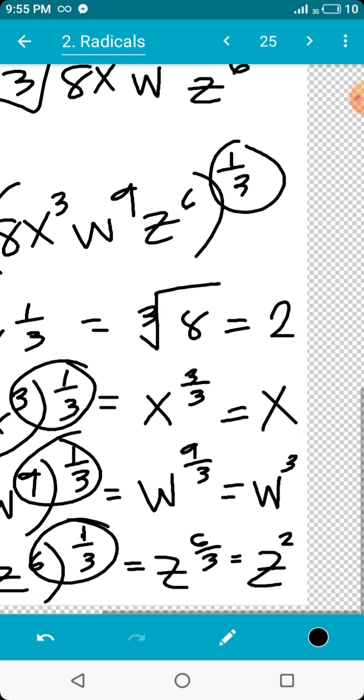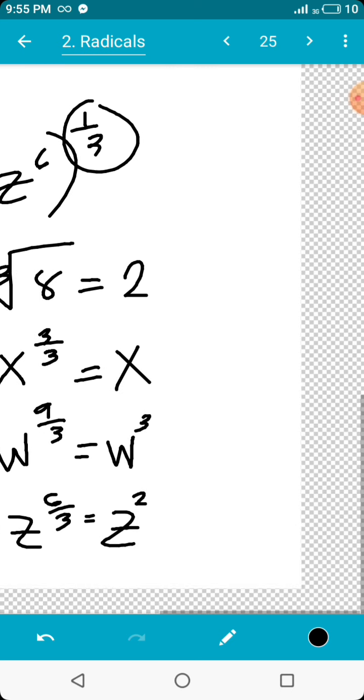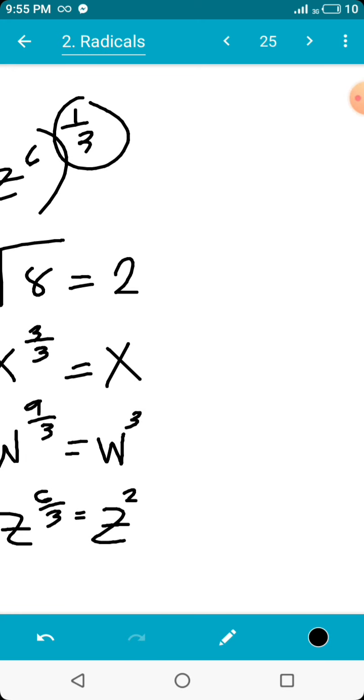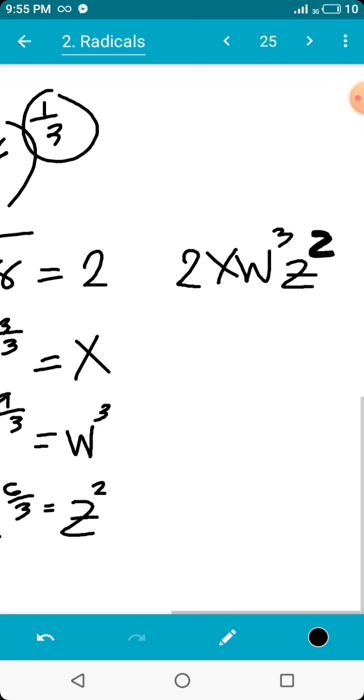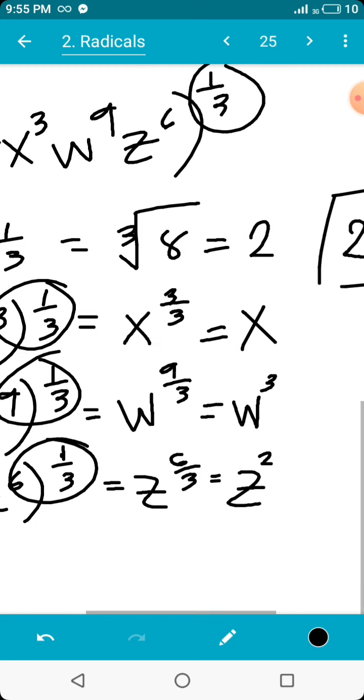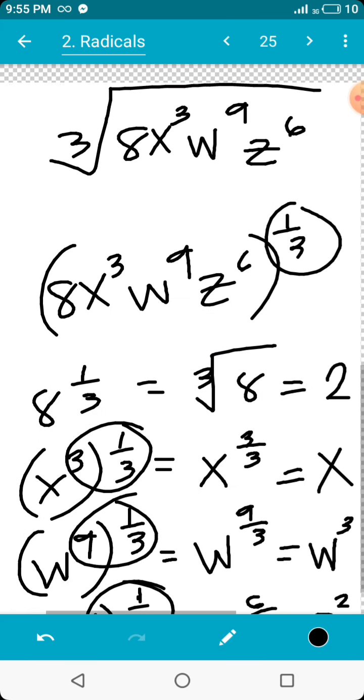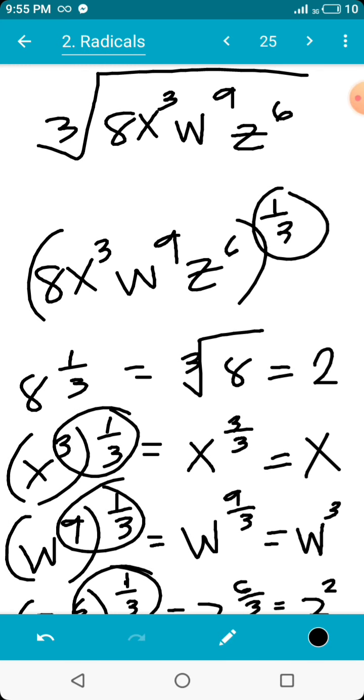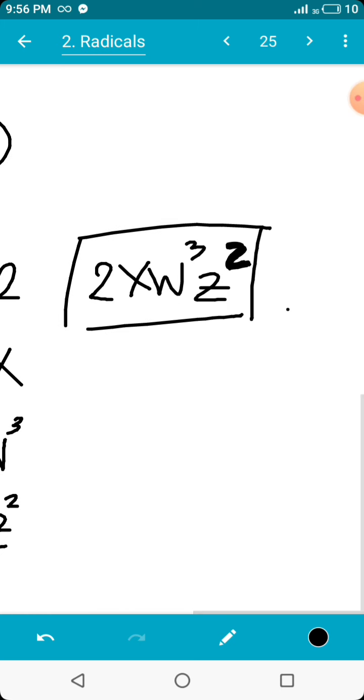Okay? So, pagsama-samahin lang natin yung mga nakuha nating sagot. So, we have here 2, and then x, and then w cubed, and then z squared. Okay? So, this is how we simplify our cube root of 8, x cubed, w raised to 9, z raised to 6. Alright, so this is our answer.